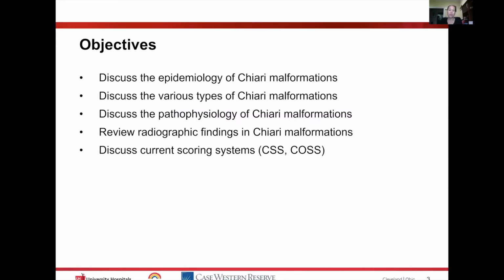So we're going to go through a lot of the background, just general knowledge about Chiari malformations. This lecture was really focused on what the Chiari malformations are, rather than predominantly on treatment, which will be covered in the next lecture in this series. So we're going to talk about the epidemiology, the different types of Chiari malformations, some of the pathophysiology, our radiographic findings, and then some of the current scoring systems that we have out there to evaluate patients with Chiaris.